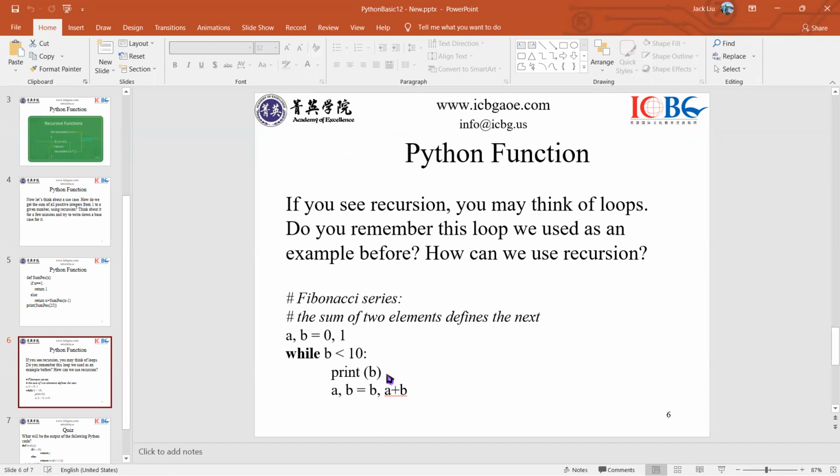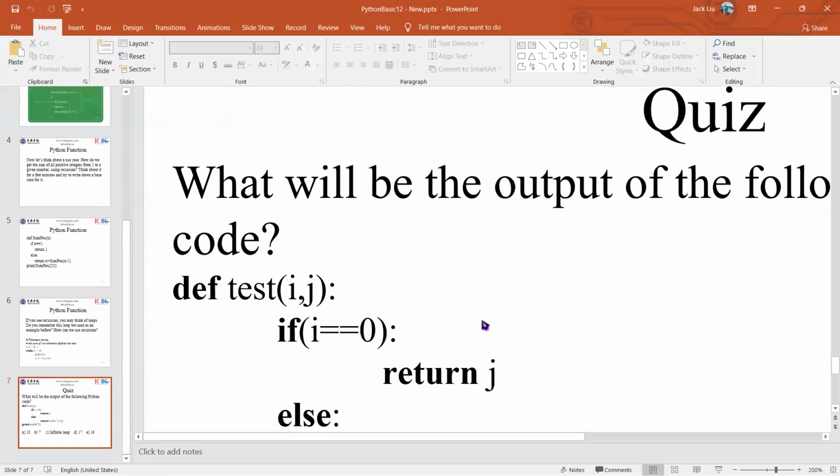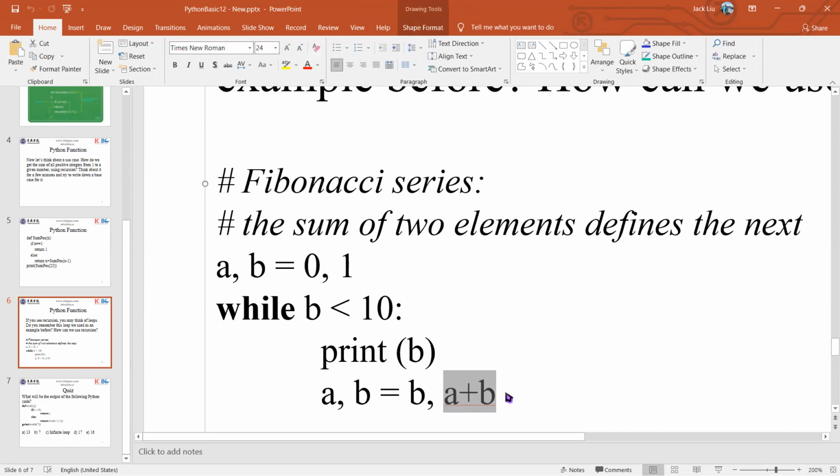In this case, we print out b, and here's a new syntax that we haven't seen before. It's a little bit weird, but it's just a shortcut that we can do in Python. It basically allows us to assign two values to two variables at the same time. And the reason this is necessary is because we want a plus b, and we want to store that into b, because a and b store the previous two numbers, right? And so we want to update them. And one of them should become a plus b, the sum of the previous two.